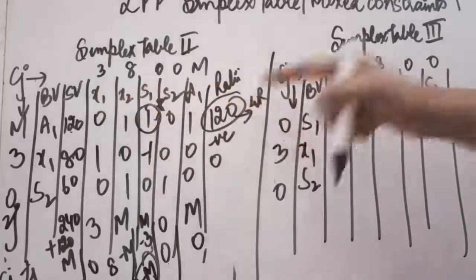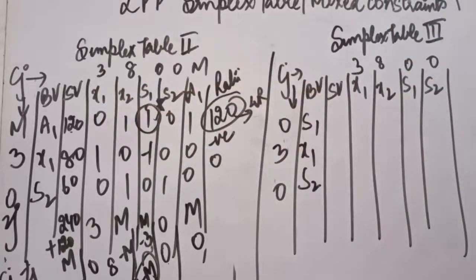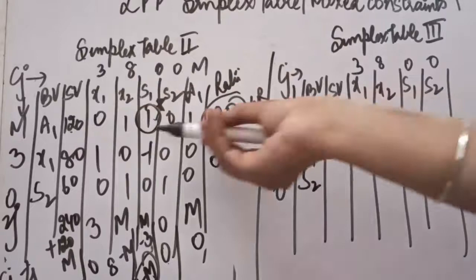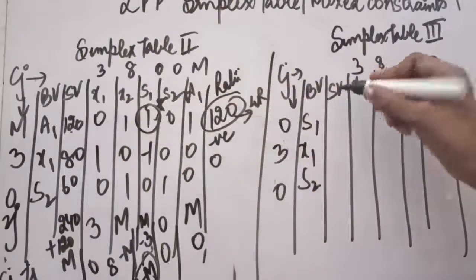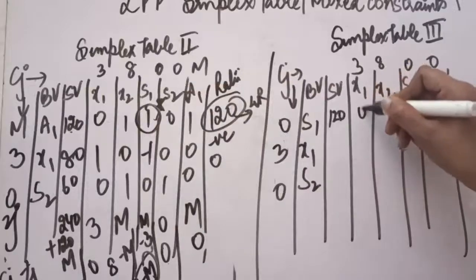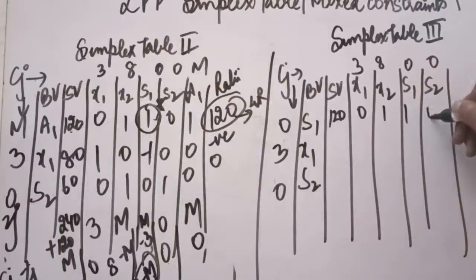So the first row is the key row. First of all, the new key row will be calculated. How do we calculate the new key row? Old elements divided by the key element. This is 1, so it will be coming out the same: 120, 0, 1, 1 and 0.